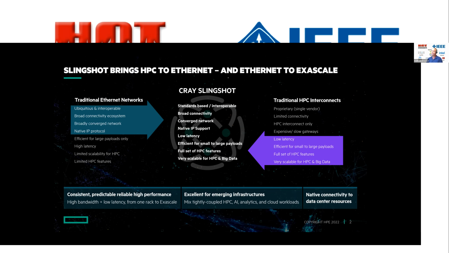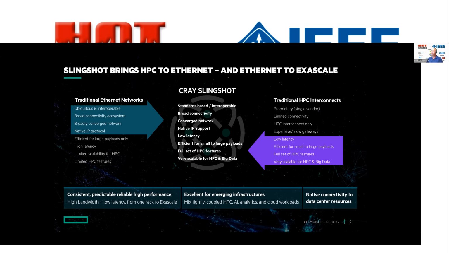On the right-hand side, there's a list of characteristics of traditional HPC interconnects. And there's some bad things about them. They're traditionally single vendor solutions. They have limited connectivity. A lot of traditional HPC systems have gateway nodes to bridge from the HPC interconnect out into the broader data center. Those aren't typically very fast, and they tend to add cost and power to the system.